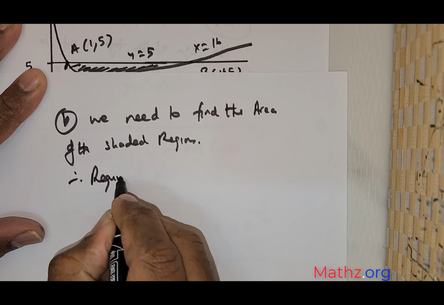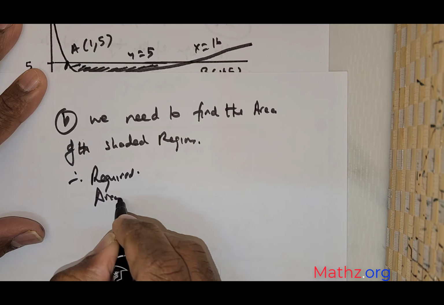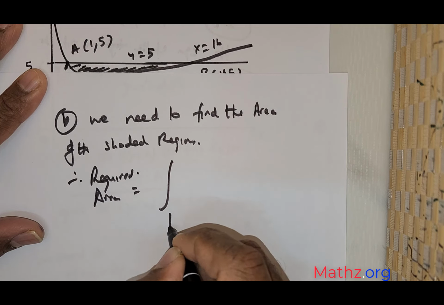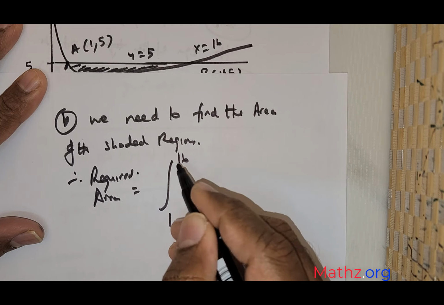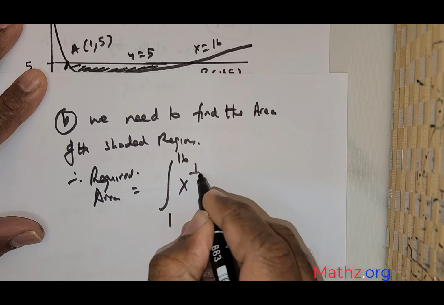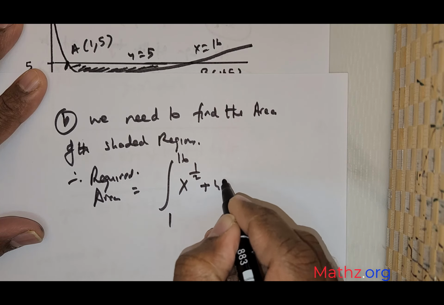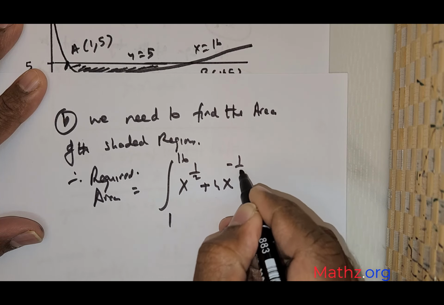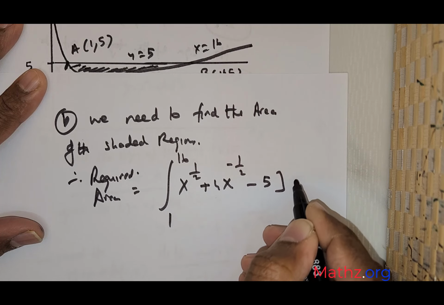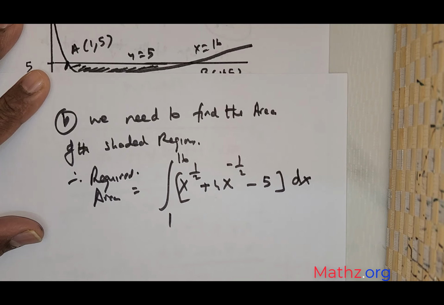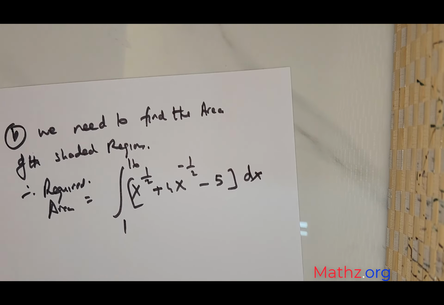Therefore required area is equal to integral, I gave you the bound 1 to 16, x raised to the power of 1 over 2 positive 4 times x raised to the power of negative 1 over 2 negative 5 times dx. So we need to integrate this. So let us do that.